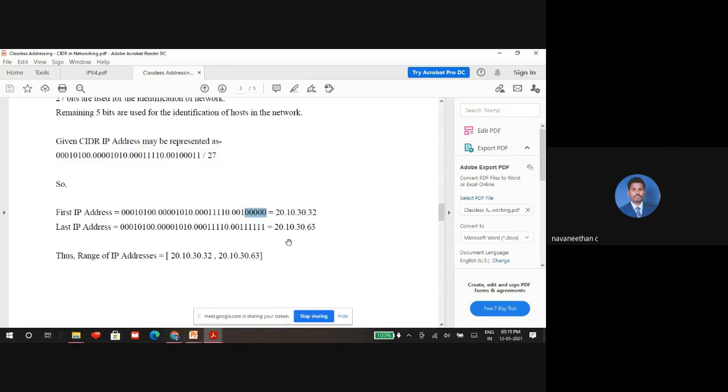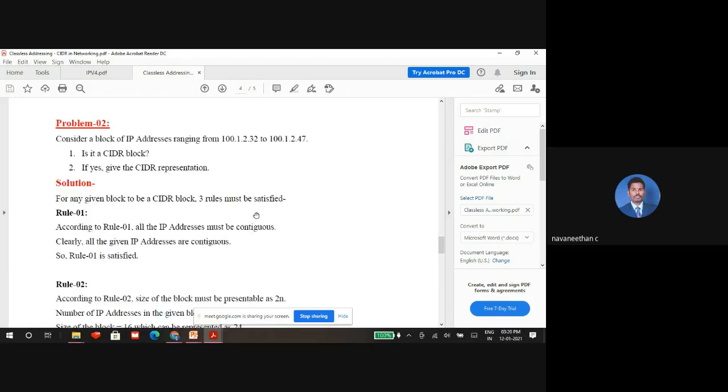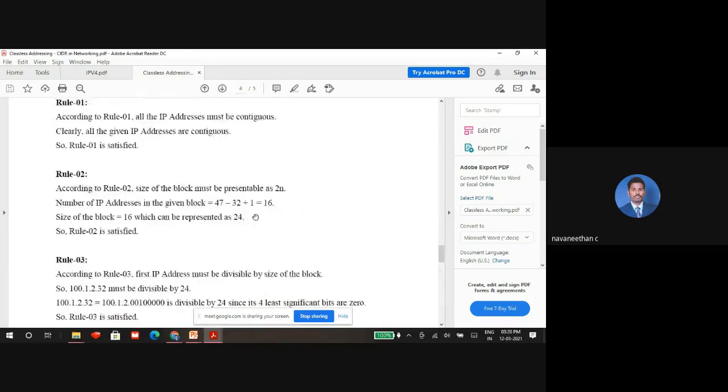So we use to represent the first address as well as the last address. The only thing is just replace this by 0 and this by 1. That's all. So what could be the first address here? 20.10.30.32. And what could be the last address? 20.10.30.63. Just convert into the 8421 combination. That's all. Similarly, we have more number of problems with respect to this CIDR representation.